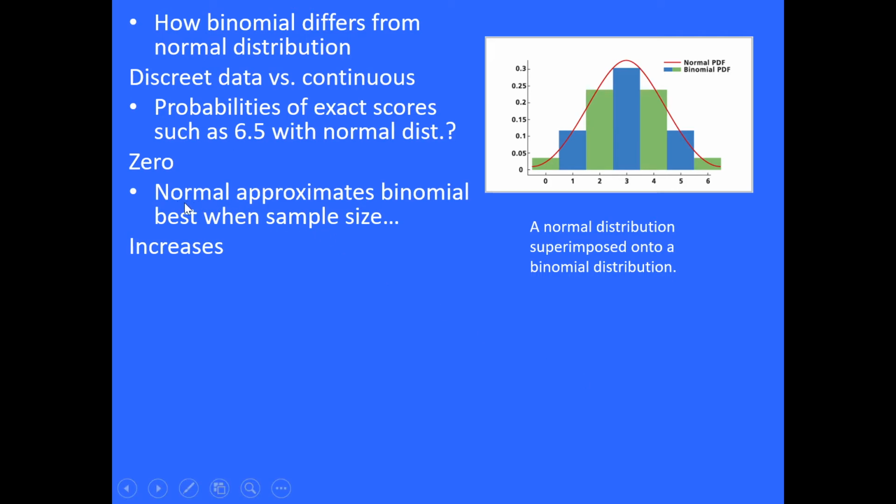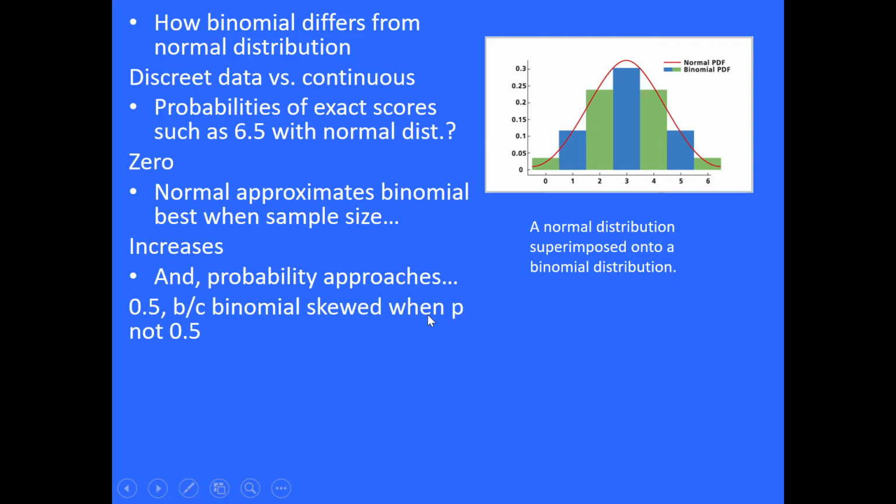Okay, so let's see what we have here. A normal distribution approximates a binomial distribution best when sample size increases. It's like a fill in the blank; if I was going to ask you this, it would probably be a multiple choice question. And probability approaches 0.5. We saw that was because it becomes skewed when you go in the other directions, like if you get closer to 0 or closer to 1, then the binomial distribution becomes skewed.